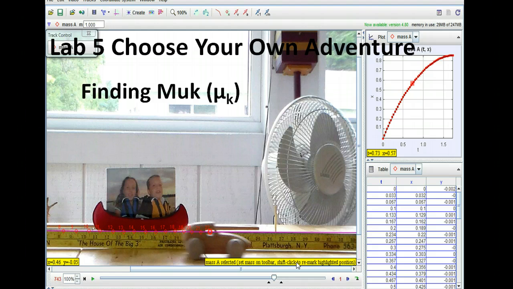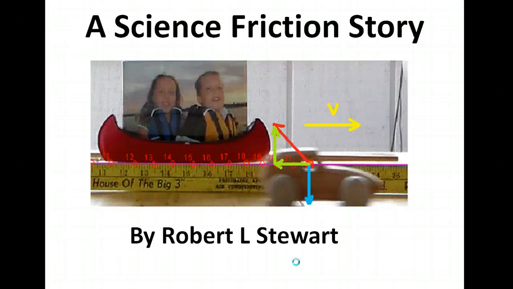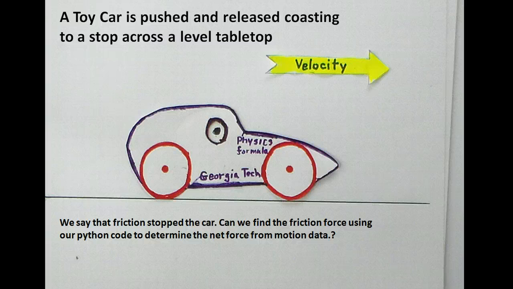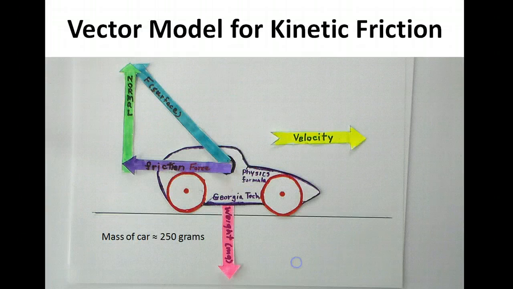Lab 5, Finding mu-K, a science friction story by Robert L. Stewart. A toy car is pushed and released, coasting to a stop across a level tabletop. We say that friction stopped the car. Can we find the friction force using our Python code to determine the net force from motion data?